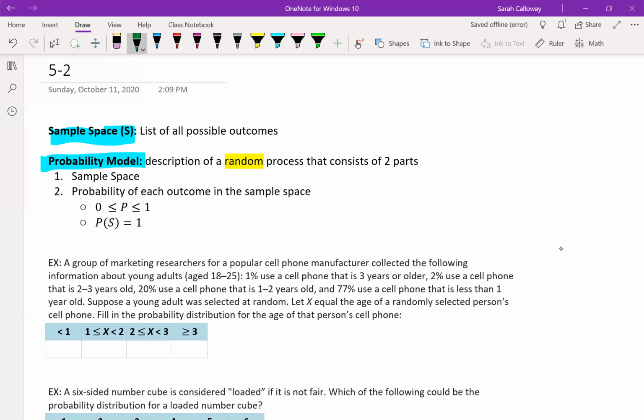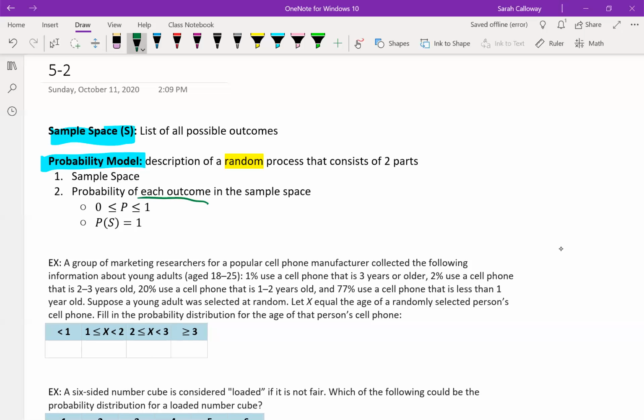And then the probability of the sample space, meaning if I were to add up all the probabilities of each outcome, that's always got to equal 1. So there will be problems where they'll give you all but one of the probabilities and you have to find what the missing one is. So you would add them all up and subtract from 1 to find that missing value.